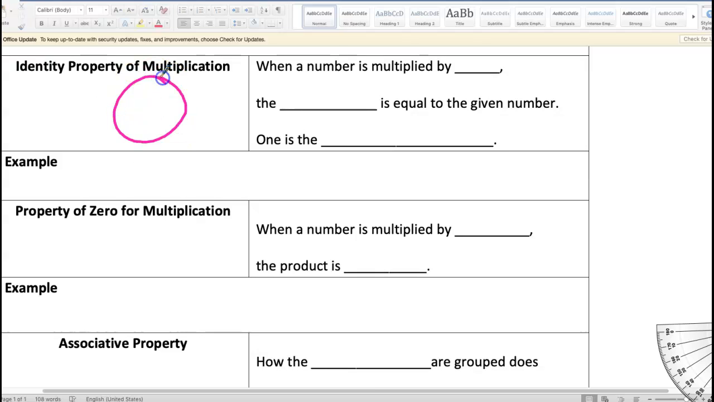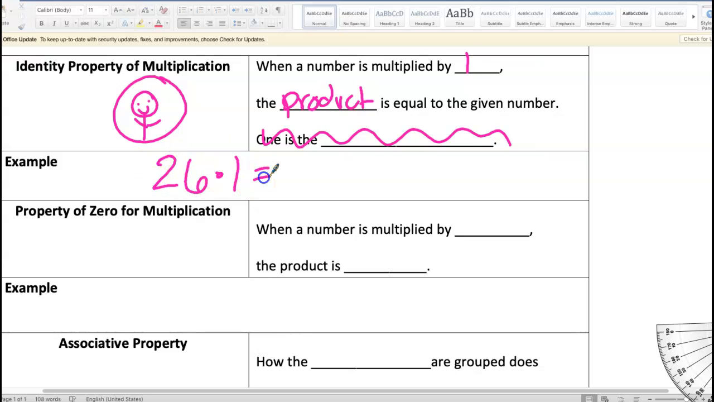So again, you're going to draw a mirror with a person in it. Because again, your identity doesn't change who you are when you look in the mirror. What number do you multiply and it doesn't change? 1. So when you multiply by 1, the product is equal to the given number, and you can cross off that line. The example I have is 26 times 1 equals what? 26. It doesn't change. Unless it's a negative. Yep, but that's why it says positive 1.